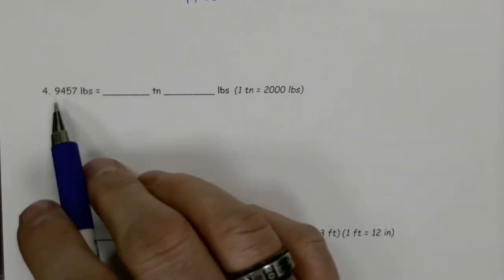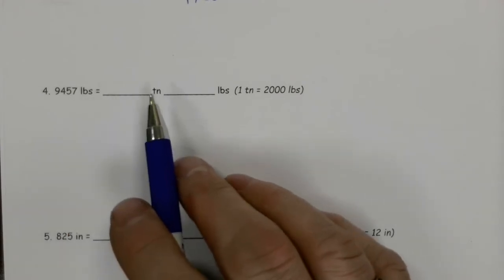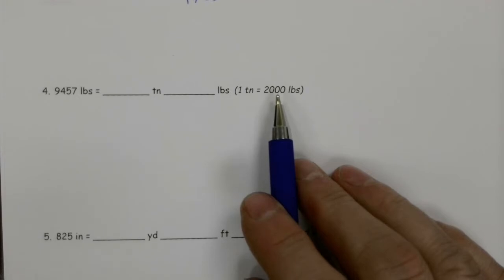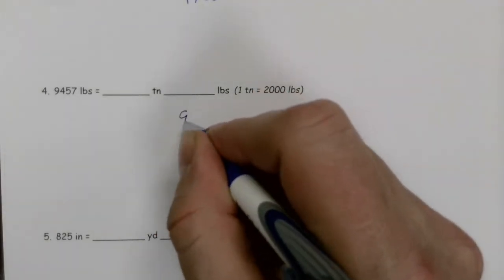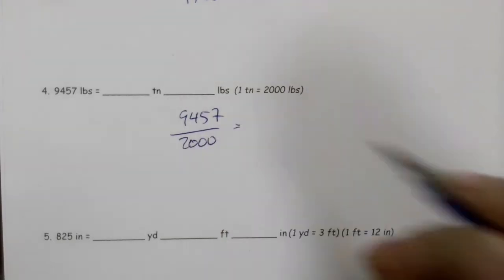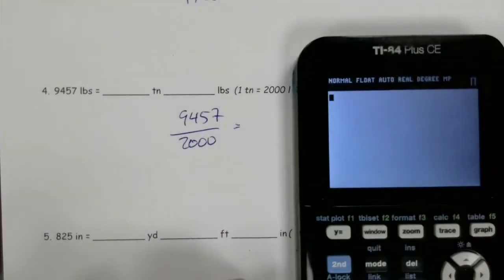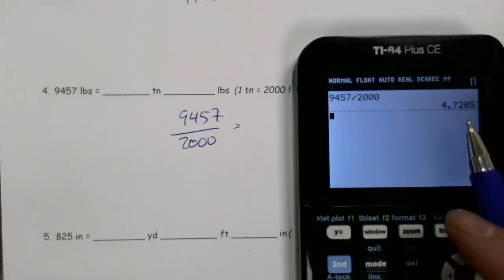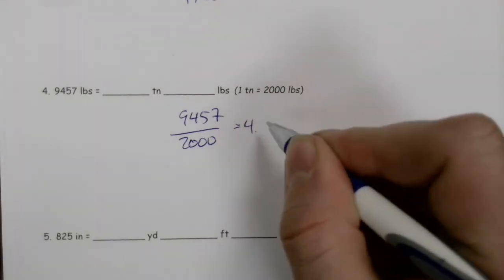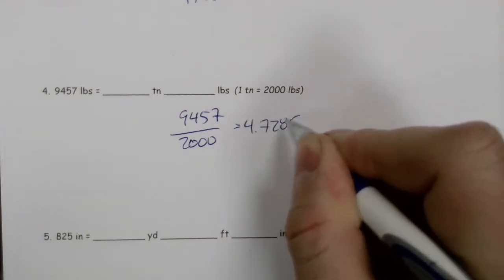So we've got 9,457 pounds. We want to convert that into tons and pounds. And a ton is going to be 2,000 pounds. Okay, so here we go. 9,457. We're going to divide that by 2,000. And again, I'm going to go to my calculator. So 9,457 divided by 2,000. And I get 4.7285. And I like that because it looks to me like that decimal terminates.